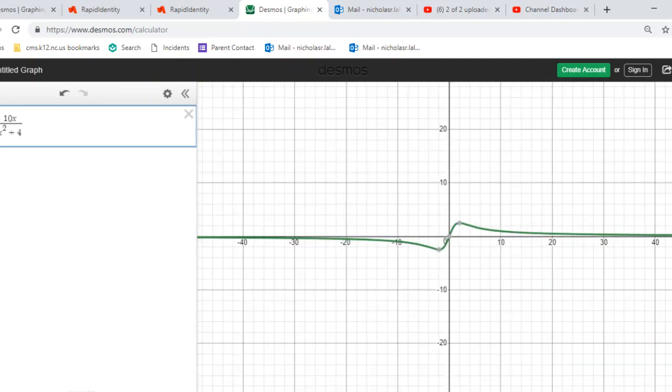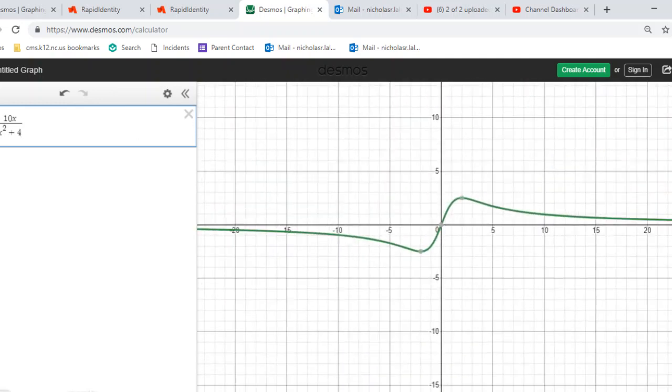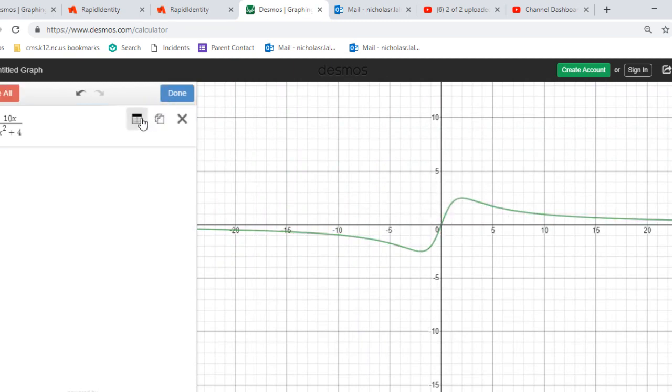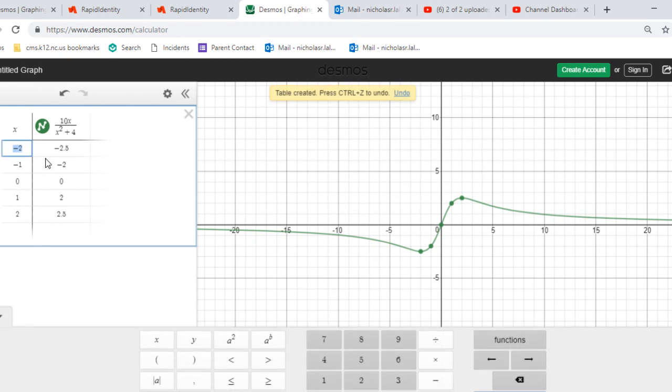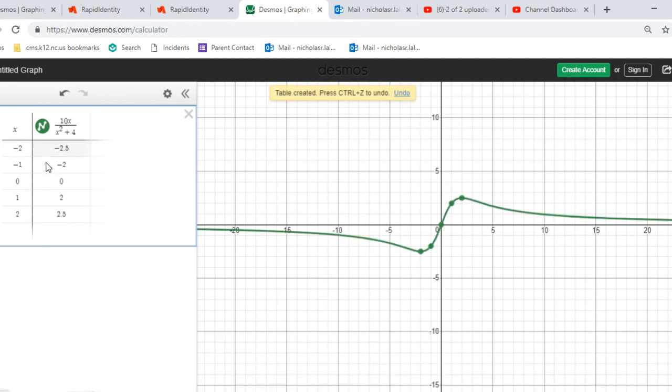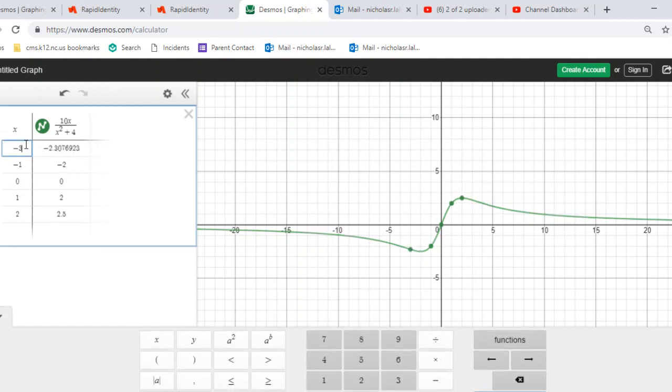All right, so see this function right here? We see we're symmetric about the origin, so we know it's odd. But even furthermore, look at these inputs. -2, negative 2.5. 2, positive 2.5. -1, negative 2. 1, positive 2. This is true for all numbers. So you can even check this would be true for -3 and positive 3.